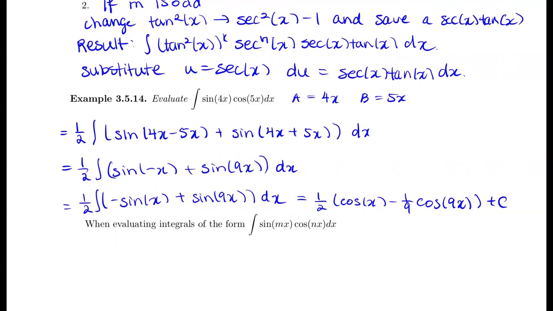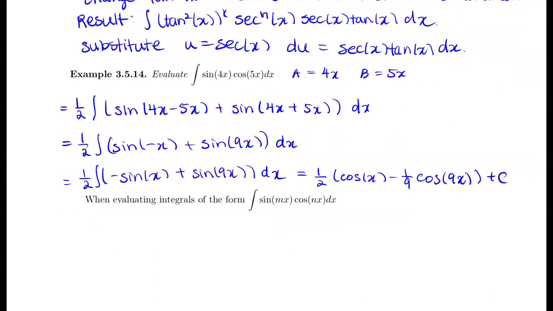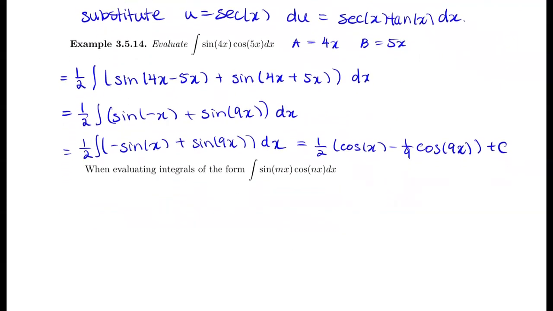So whenever we're evaluating integrals of the form sine mx times cos nx dx, there are 3 identities that we would use in this case. So we use the identities.